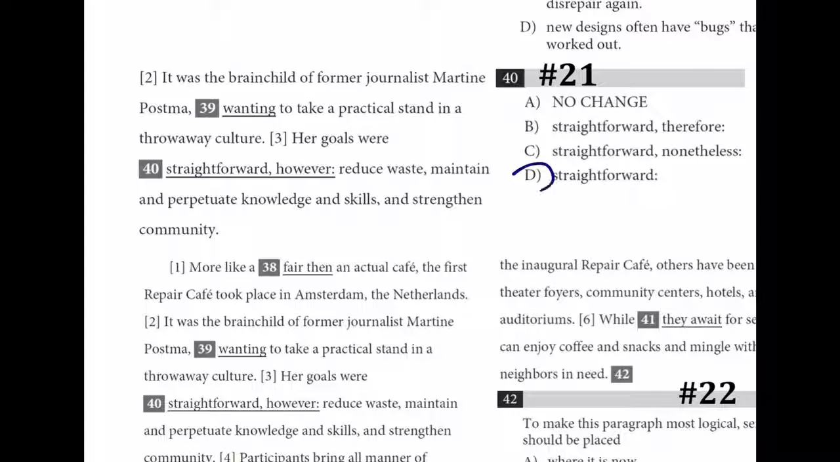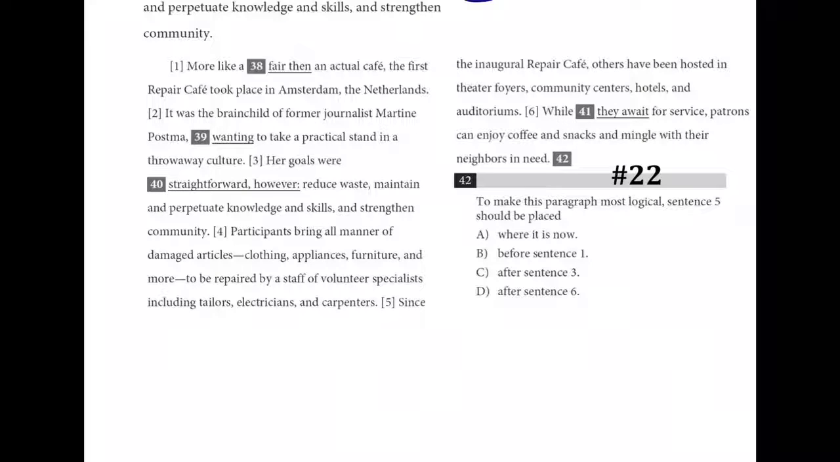Number 40. D. Straightforward with a colon is the best answer, because it provides the most concise phrasing and links the sentence appropriately to the previous sentence. 42. To make this paragraph most logical, sentence 5 should be placed C. After sentence 3, because it appropriately places sentence 5, which describes the places repair cafes can be found today, between a sentence that gives the first repair cafe's location and purpose, and a statement about current customers and how they use repair cafes.